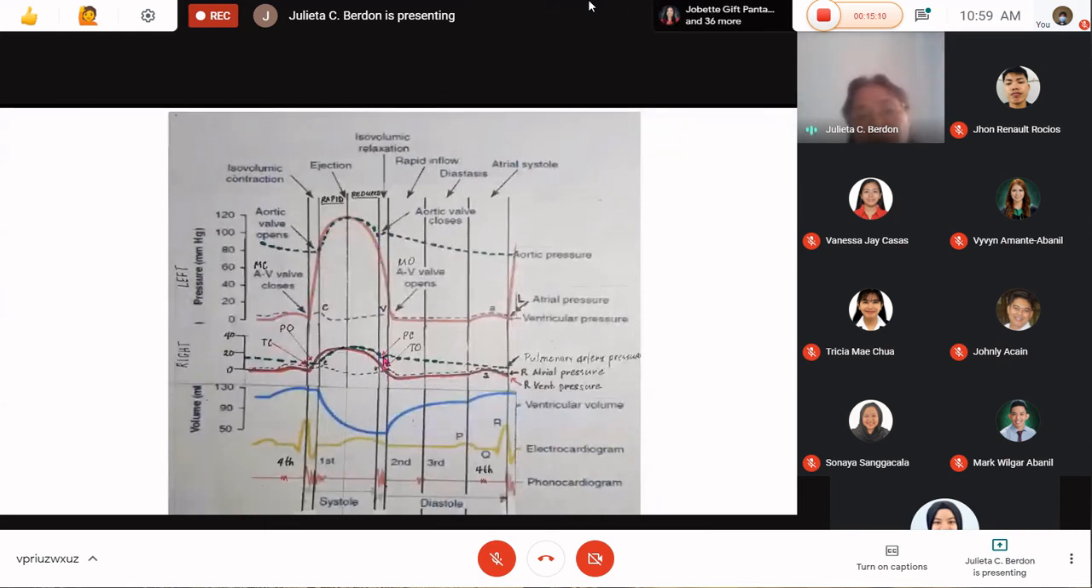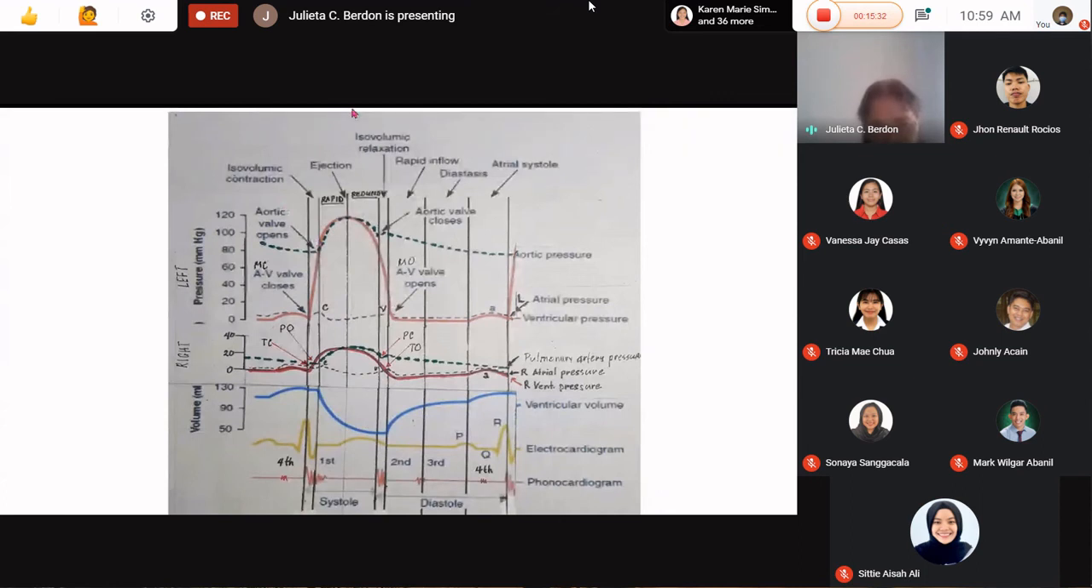So, the completion of ejection: the left is faster, but the right started ejecting first. But the left finished first. Why, B? Why? And that is shown by the aortic valve closure preceding pulmonary valve closure. Why did it finish first even though it started late?